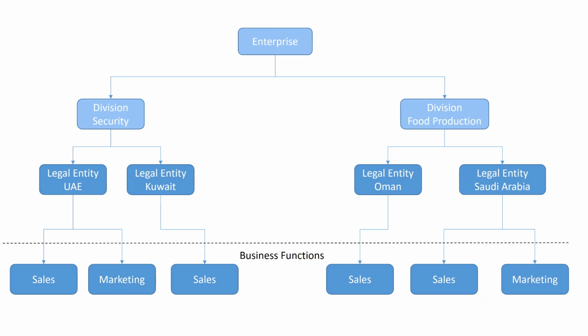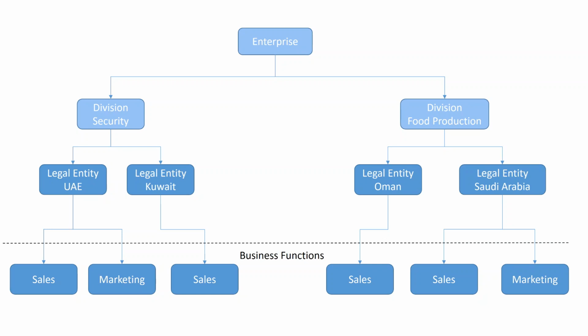In this example, you have legal entity UAE, legal entity Kuwait, and the business functions as sales and marketing for UAE and sales for Kuwait. The configurator creates the business units with the names sales UAE, marketing UAE, sales Kuwait, sales Oman, like that. It also generates the reference data sets, which have exactly the same names as the business units. So if you have a business unit called sales UAE, the reference data set name will also be sales UAE set.